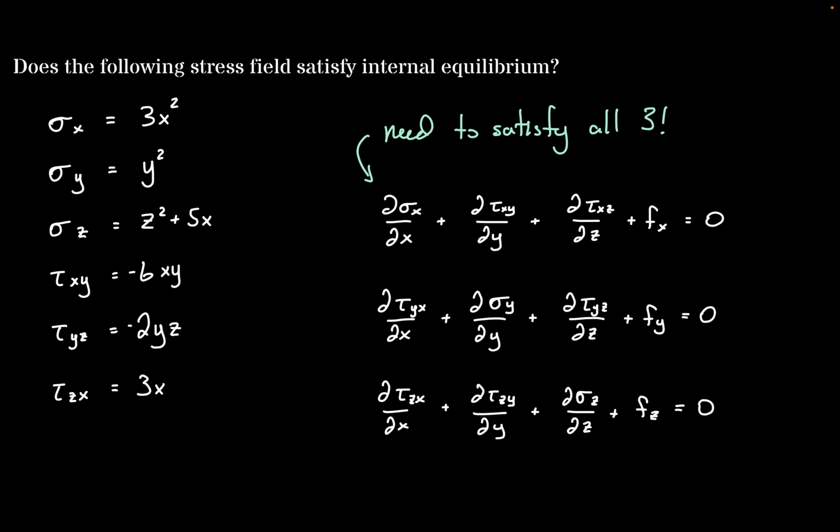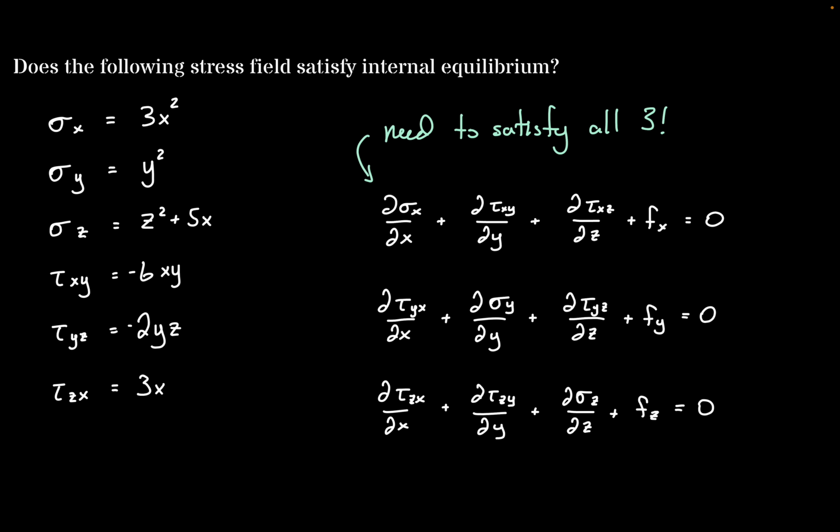So pretty much what we have to do is go equation by equation and just take the partial derivatives to see if they come out to be 0. Now, if there's a remainder, we'll essentially set that equal to these partial body forces here. So that could be gravity, that could be electromagnetic forces, it could be something along those lines.